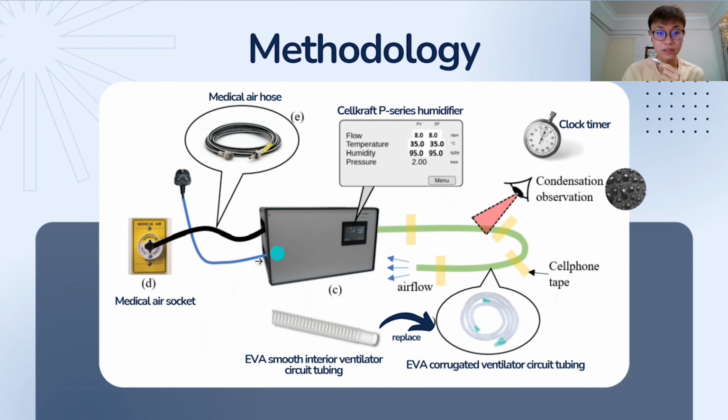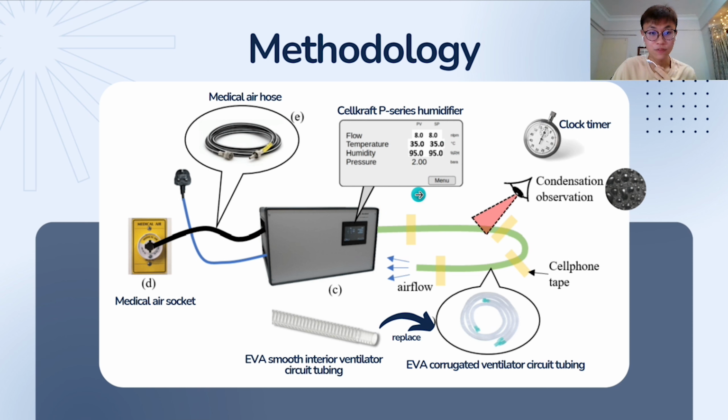For the methodology part, we have a medical air socket, medical air hose, Cellcraft P series humidifier, corrugated design tubing, smooth interior design tubing, cellophane tape, ruler, scissors, and clock timer to set up this experiment. The medical air is input into the humidifier from the medical air socket through the medical air hose. Then the humidity level is set to 95%, the temperature at 35 degrees Celsius, and the flow rate at 8 standard liters per minute to simulate the real-life exhaled air conditions of a normal, healthy adult.